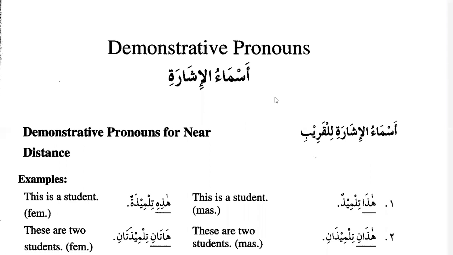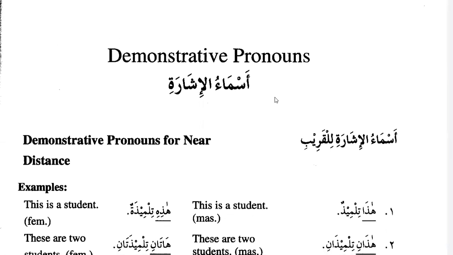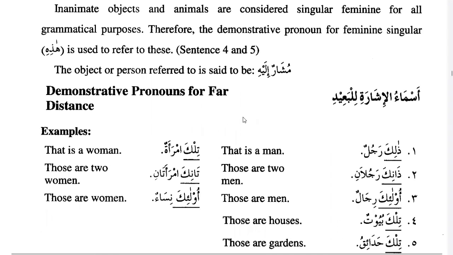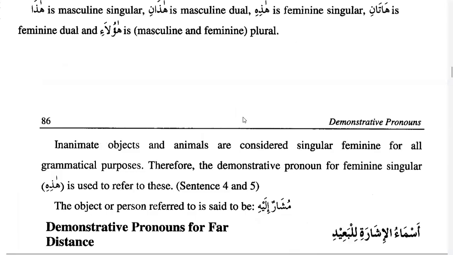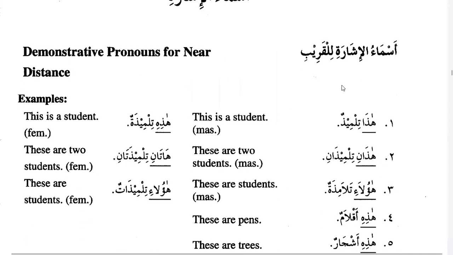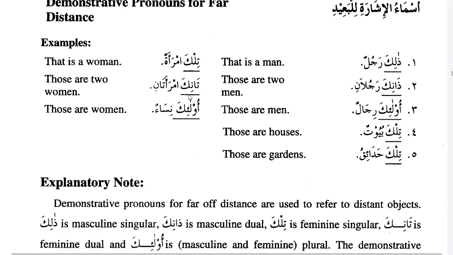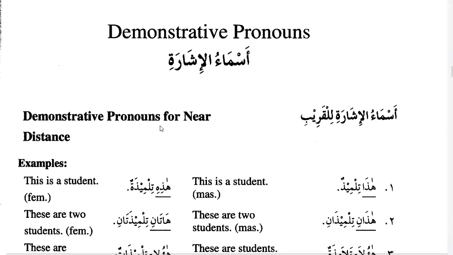Now we will learn about demonstrative pronouns. In Arabic, demonstrative pronouns, asma'ul ishara, are divided into two categories. First is called asma'ul ishara lil qarib, which means for near distance, and the other one is asma'ul ishara lil ba'id, which is for far distance. This is the thing that you are going to learn here. Basically, you just need to memorize these words: hadha, hadhihi, ha'ula, hadhani, hatani. These are asma'ul ishara lil qarib. And then you will memorize dhalika, tilka, ula'ika. These are asma'ul ishara lil ba'id. You need to memorize these words, nothing else here.